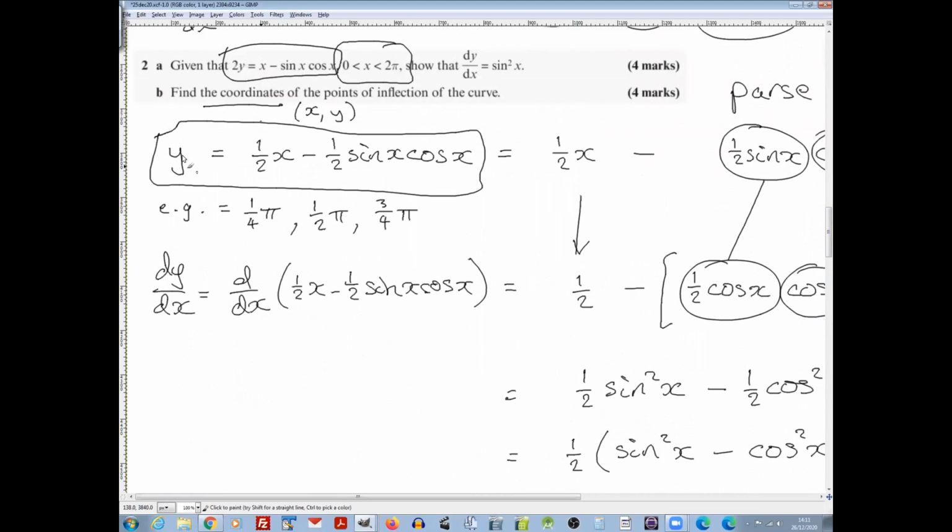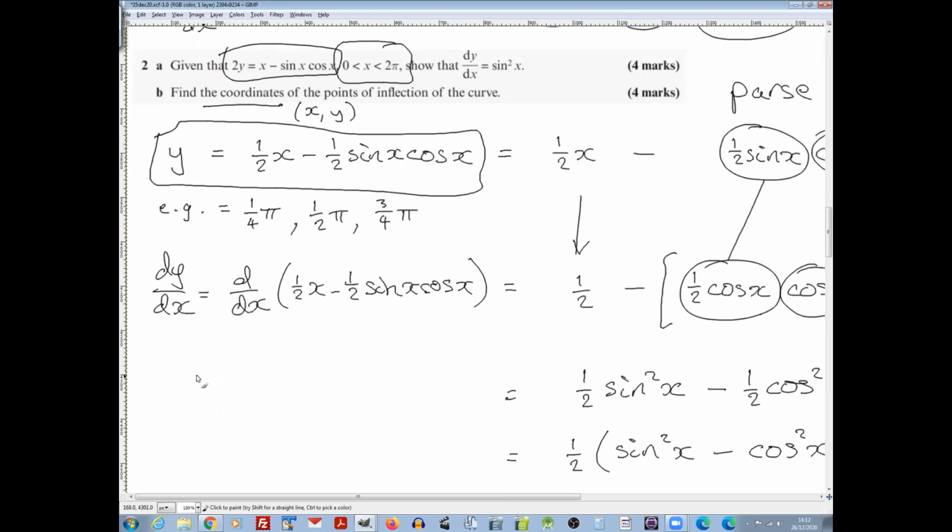Notice you're adding a half x, that gentle slope, the y values on that, to sine x cos x, which we are guessing is going to probably be some kind of periodic waveform. So it's all rather complicated. We're not going to graph it necessarily. We're just doing this with algebra.